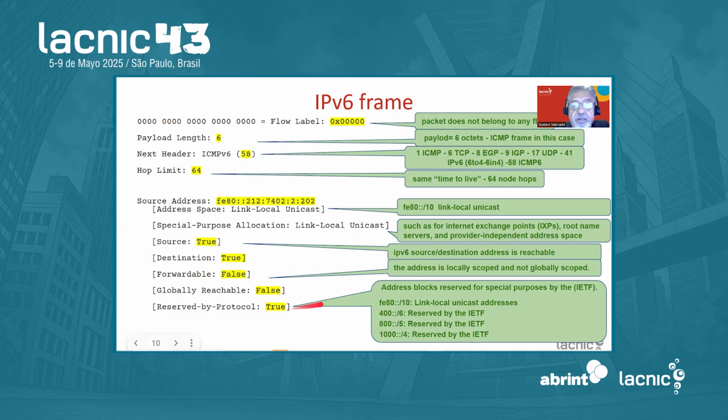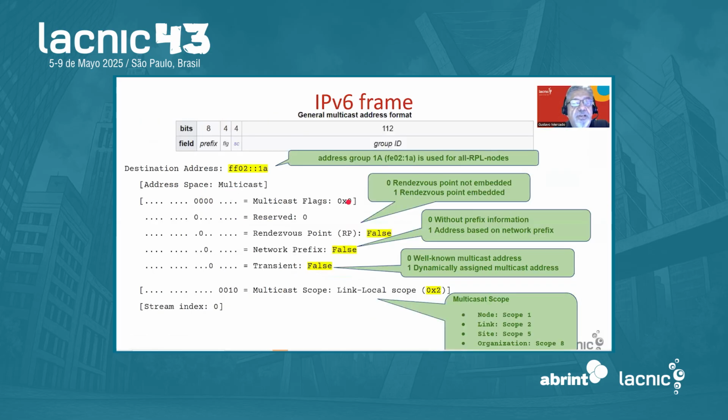And finally, the protocol. It's reserved by protocol. It's true because it is. There are blocks reserved for special purposes for IETF. As regards the destination address, this is a multicast address we see over here. This is a format of the multicast packet that has an 8-bit prefix, 4 bits of flags and a scope of 4 bits and 112 bits.